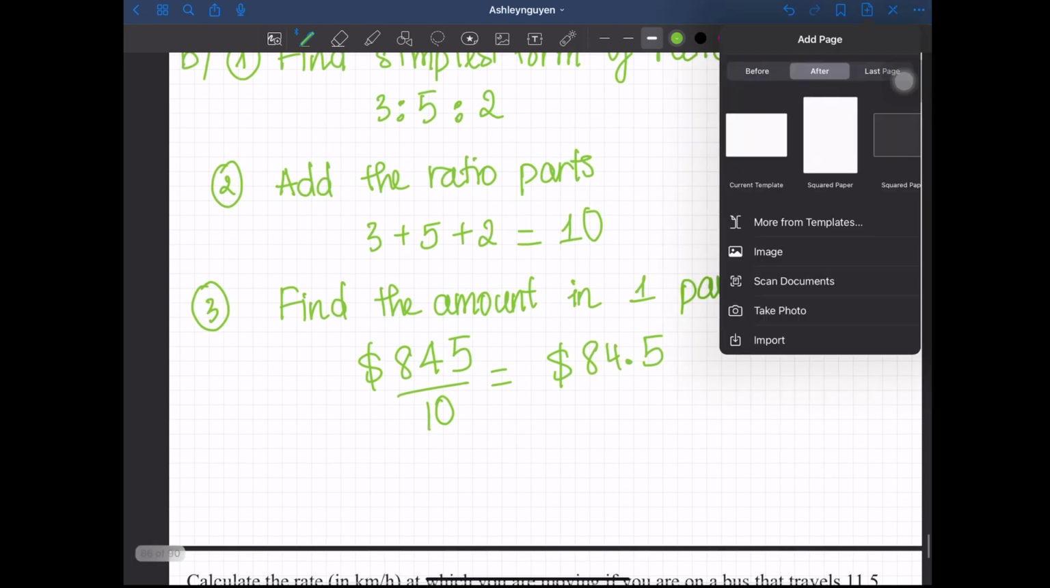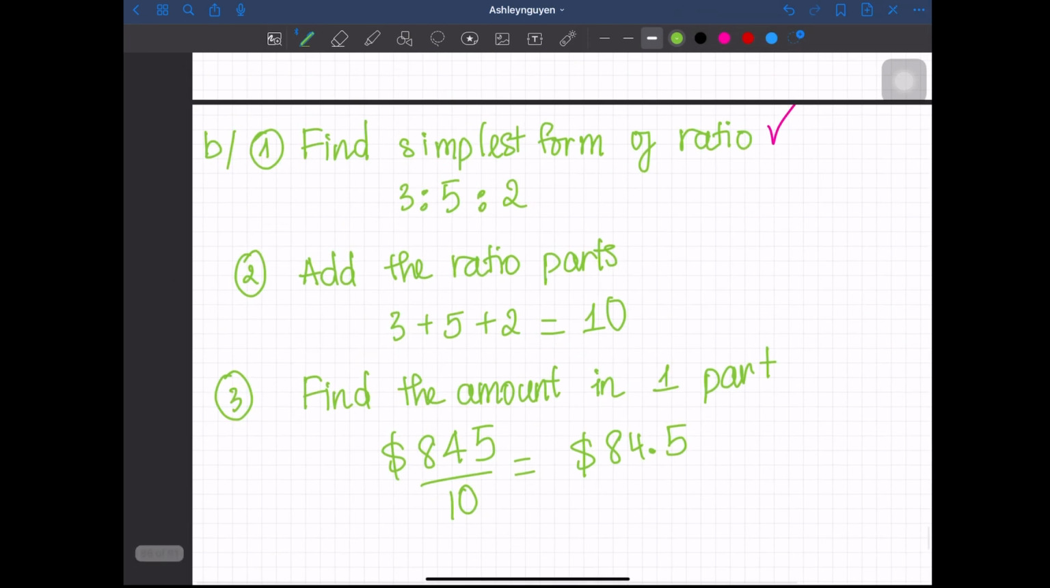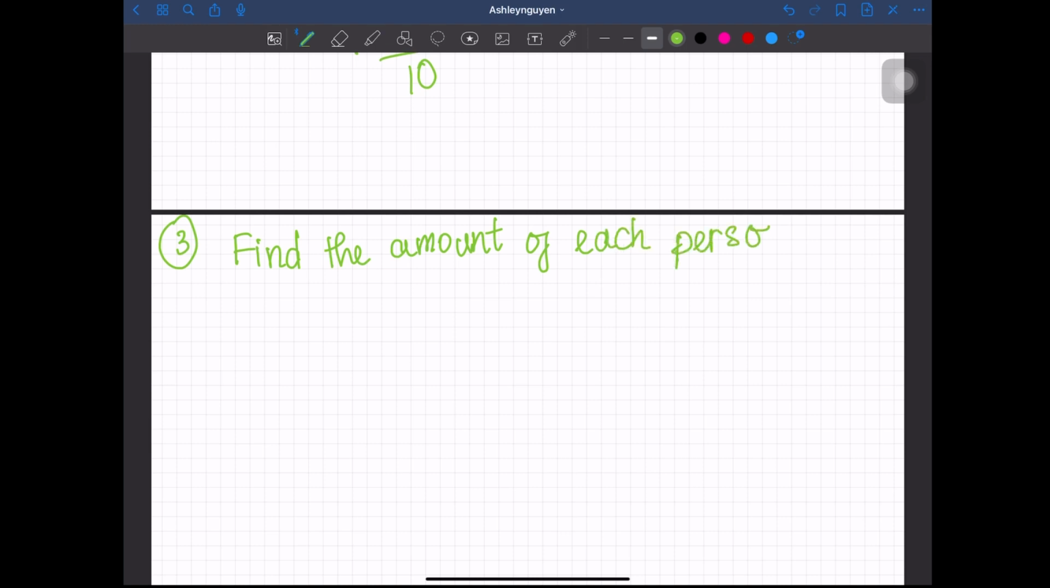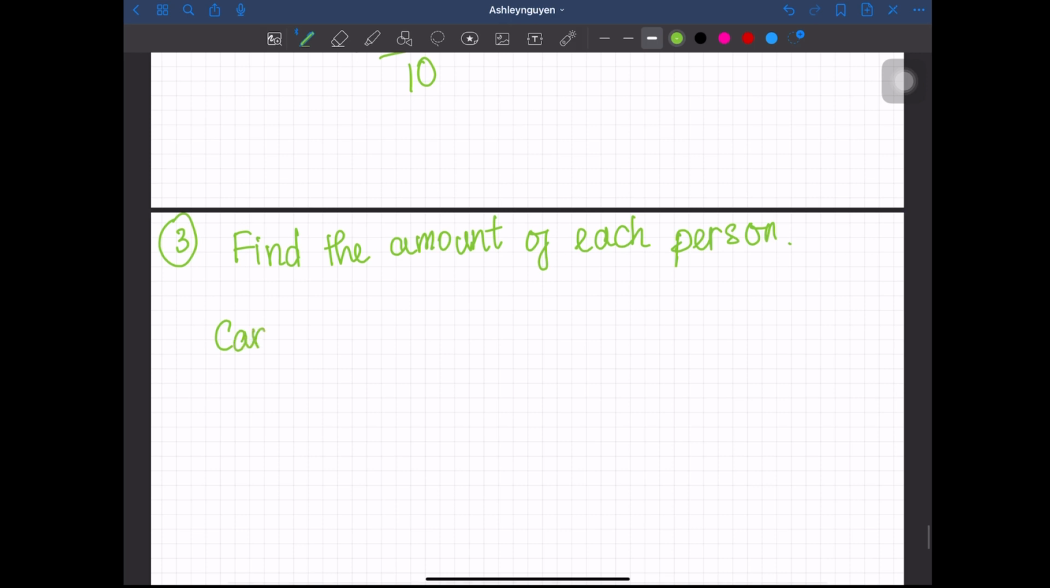And question 3. Find the amount of each person contribution. Let's start with Carlos. The ratio is 3 to 5 to 2. So Carlos had 3 parts. It would be $84.5 times 3 equal to $253.50.